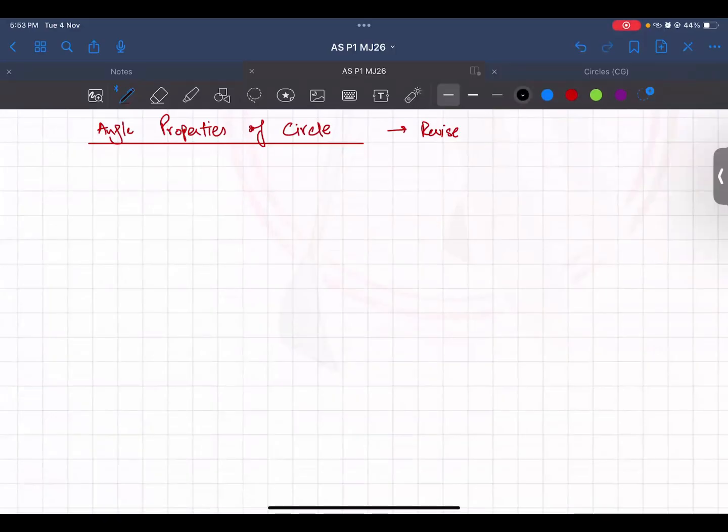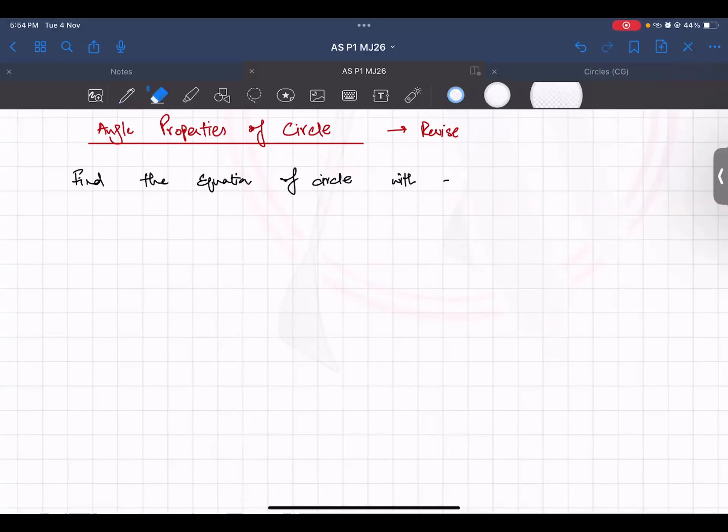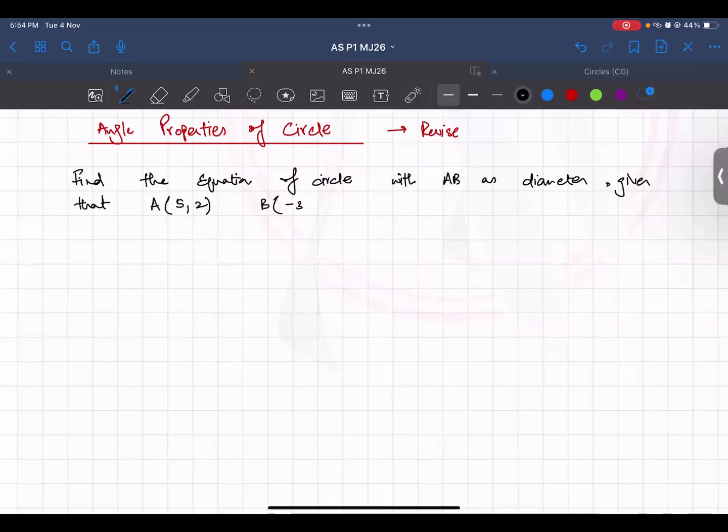So one of the questions, a very simple question that they can ask you: find the equation of a circle with A B as diameter, given that A is (5, 2) and B is (-3, 7). Let's suppose this is any of them. I just randomly gave 2 points, but whatever they have given, you have to use simple logic.